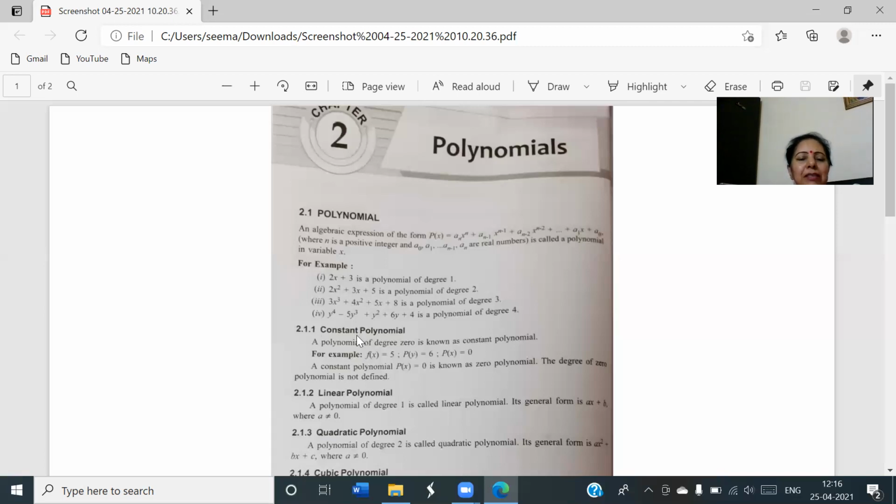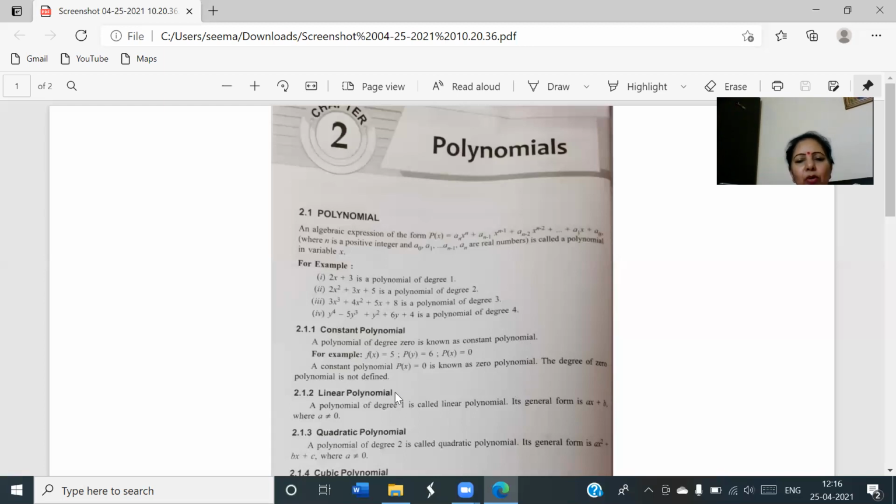Types of polynomials. The first one is constant polynomial. A polynomial of degree 0 is known as a constant polynomial. Some examples: f(x) equal to 5, p(y) equal to 6, p(x) equal to 0. These are a few examples of constant polynomials, but among them p(x) equal to 0 is known as the zero polynomial, and the degree of this is not defined.